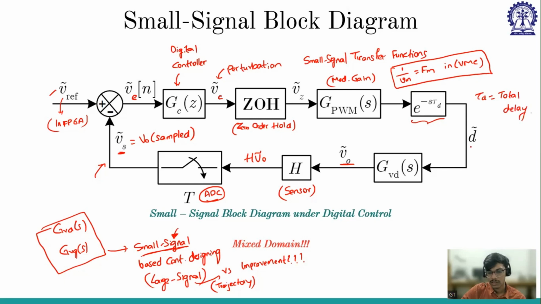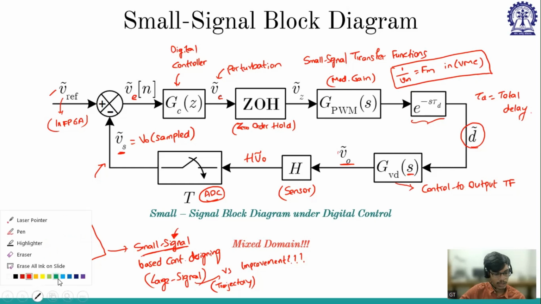And this gives D perturb, the duty ratio perturbation. And now it is input to GVD of S. So what is GVD of S? It is the control to output transfer function. So now it goes into GVD of S, again in the S domain. Now it will give V0 perturb. So this will complete the small signal block diagram.